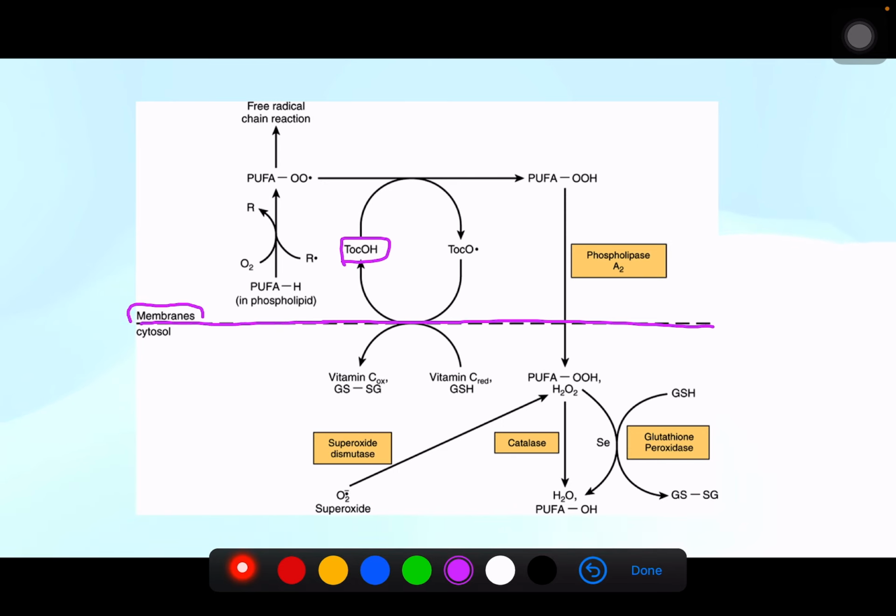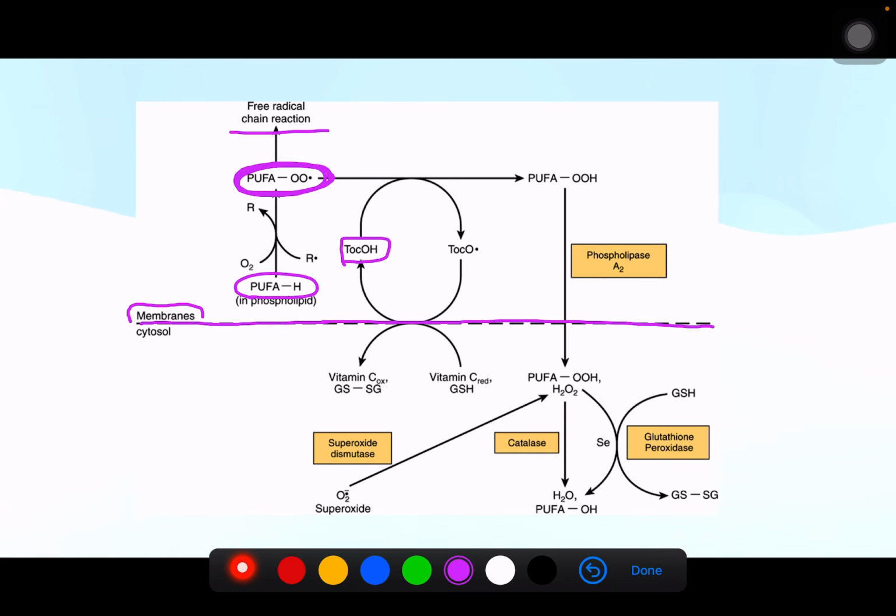So what happens here, due to the free radical chain reaction, a PUFA peroxide radical is being generated. Yes, so lipid radical or lipid peroxide radical are generated. Now we have to break this lipid peroxide free radical. We have to satisfy this, otherwise it will attack another lipid molecule and convert it into a free radical.